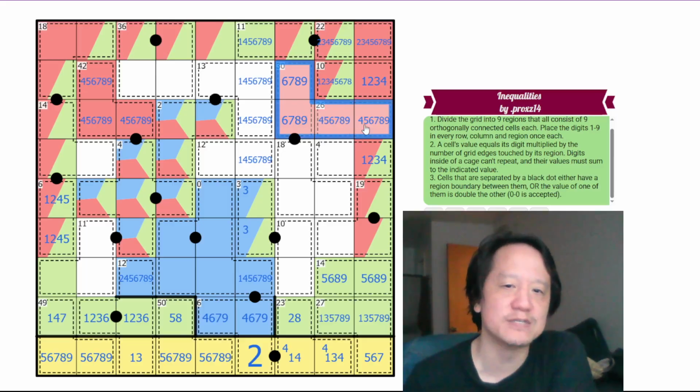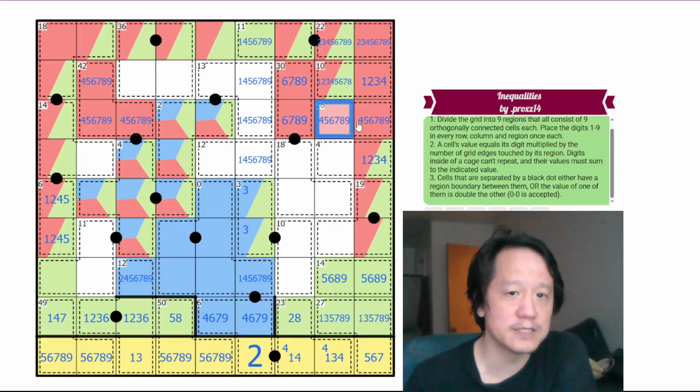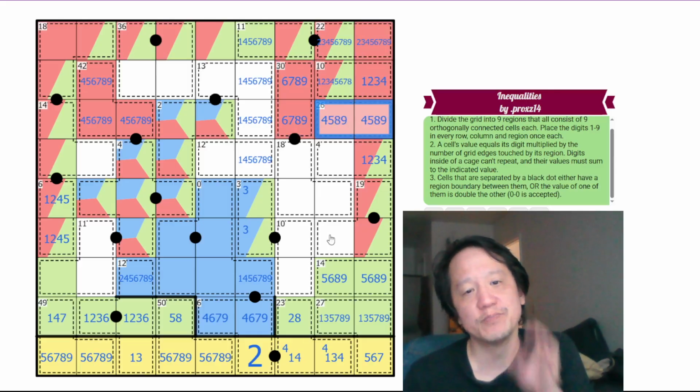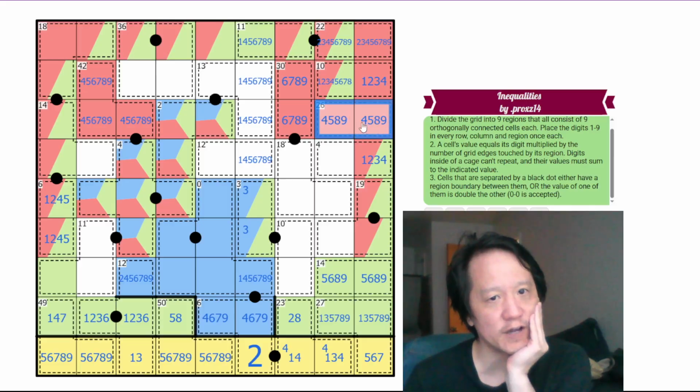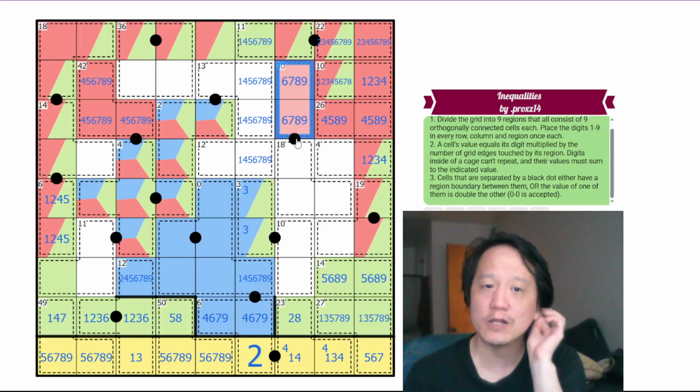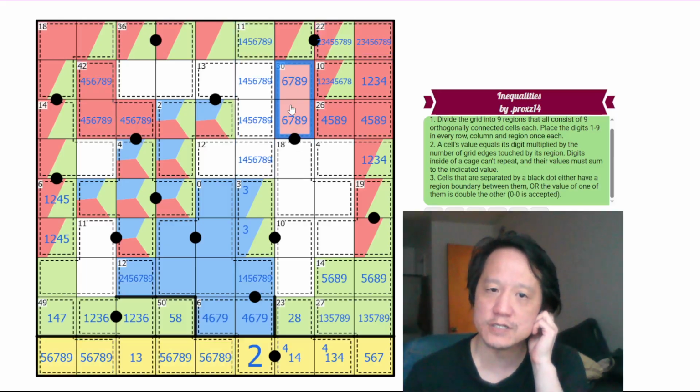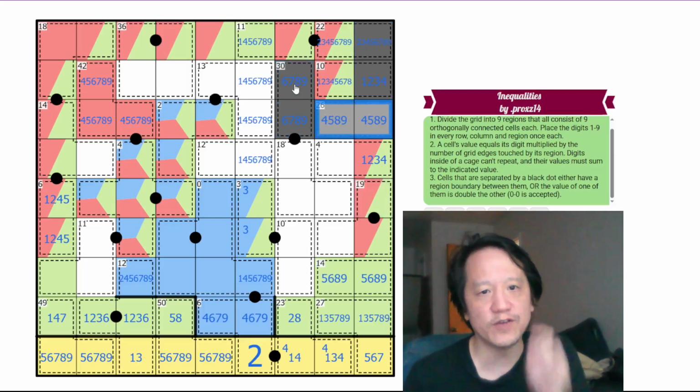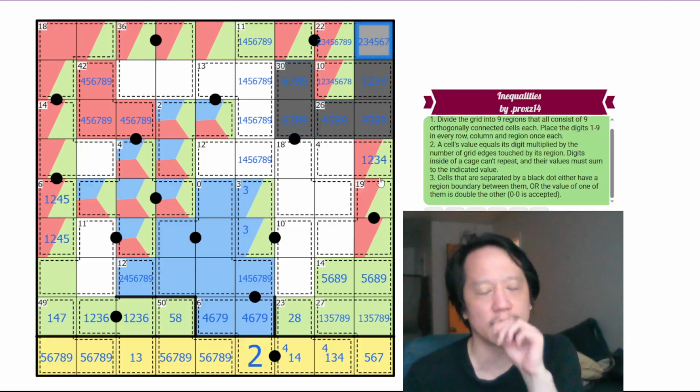This must be the same region as this. Which means this can't be 6 and 7. It has to be 4, 9, or 5, 8. Because if 6, 7, that would eliminate all possibilities for the cells in this region. So this is the same region. That's a 2 times region. Therefore, we have an 8, 9 guaranteed here, 8, 9 guaranteed here. This cannot be 8 or 9.